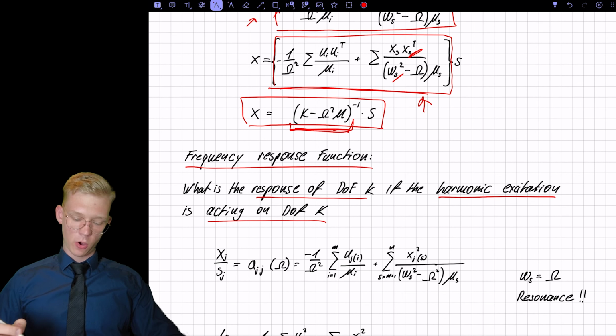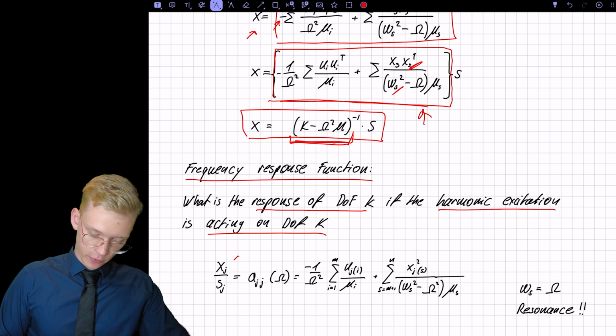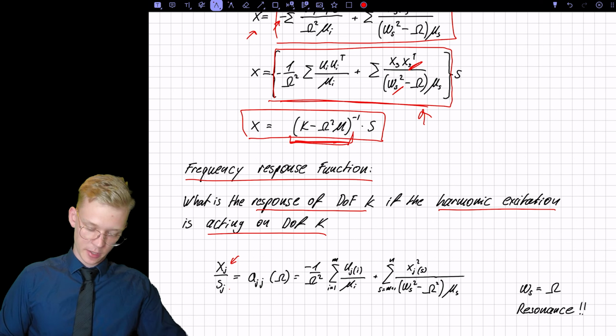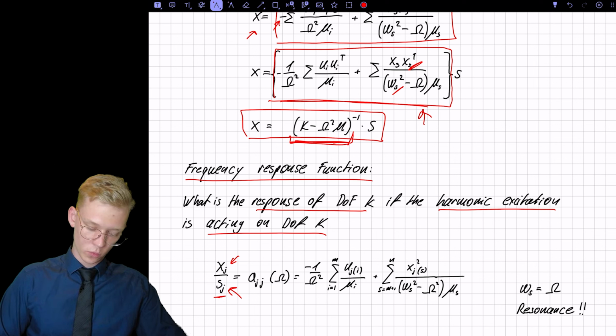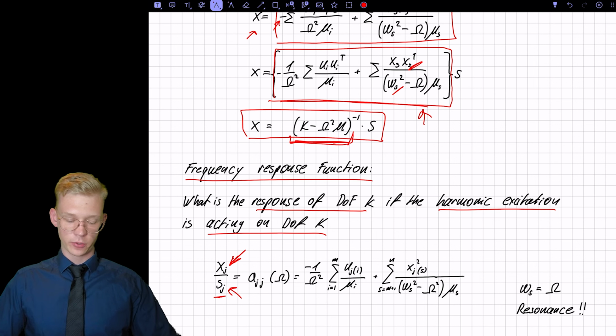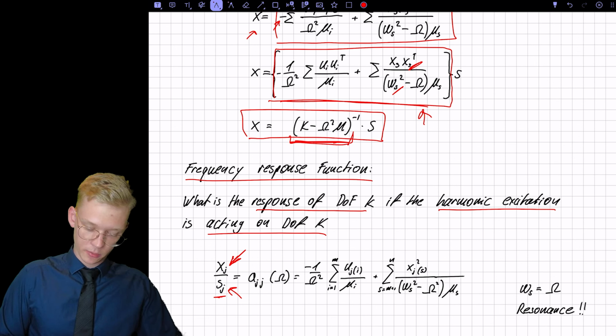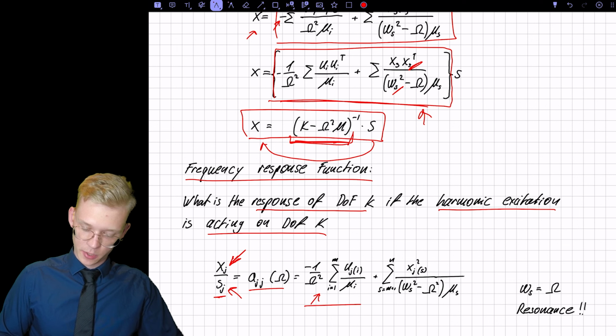And we do that by only looking at one part of our vector. So if we, for example, apply a force on degree of freedom J, and we look at the response, the amplitude of degree of freedom J, this will be our AJJ. Then we again just use our function. So we insert our function here. This is basically, we put this right there. So we're only left with this part.